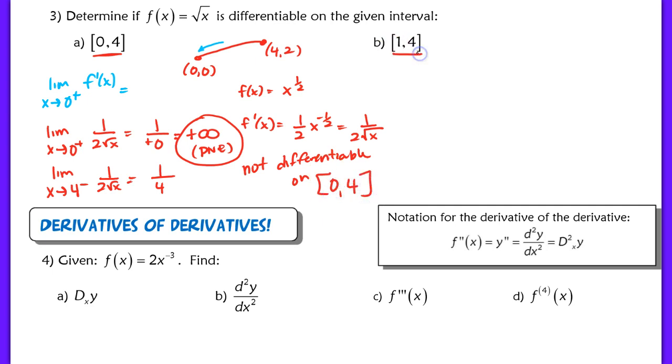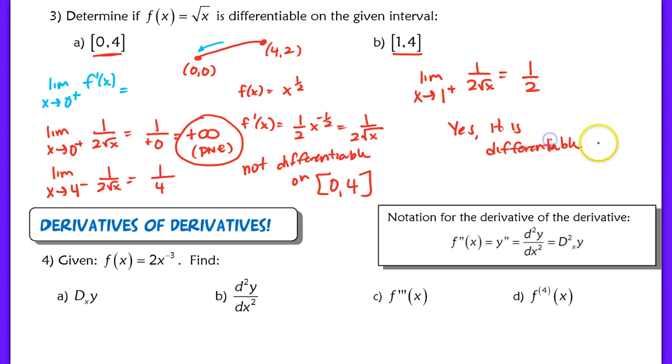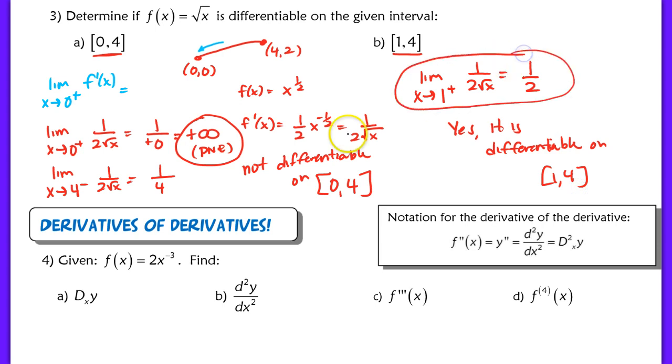Now, if we're asking for the interval from 1 to 4, though, since we've already done the work to check the right endpoint, let's just do the left endpoint. We're checking the limit as x approaches 1 from the right of 1 over 2 root x. Here we do end up with a value 1/2. So this time, yes, it is differentiable on the interval from 1 to 4, and that's because your limit exists for your left endpoint, and it also exists for your right endpoint.